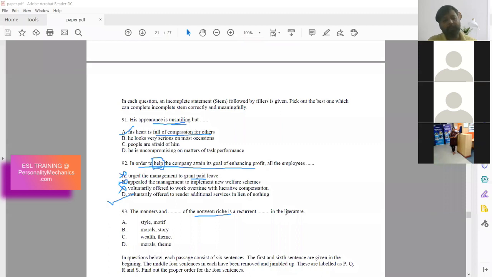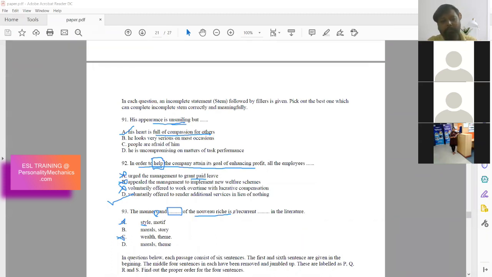What do you think should be the answer to this one? The manners, and then in that case this should also be plural. Since this is plural, manners with an s, the other word should also be plural, hence style cannot be that word, so this is wrong. Morals can be, because this is plural. Wealth cannot be that word, that's wrong. Morals again can be, so then in that case I have morals, that's for sure.